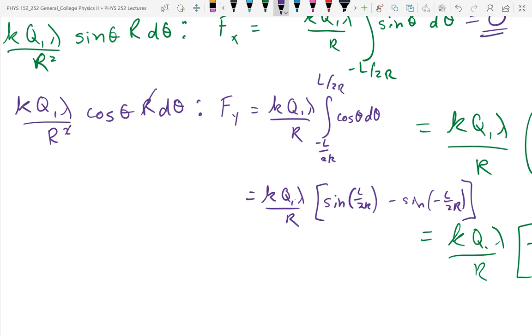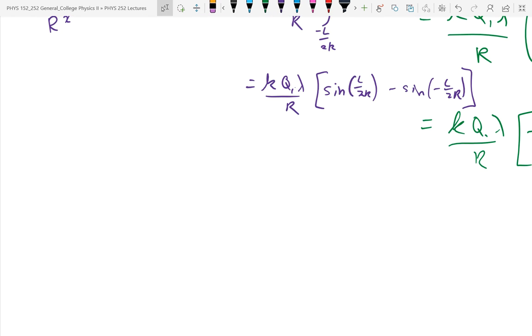I intruded, my bad. But we just said sine is antisymmetric. It's an odd function. And so sine of minus L over 2r is minus sine of L over 2r. So it turns out that this thing in the brackets is just equal to 2 times sine of L over 2r.